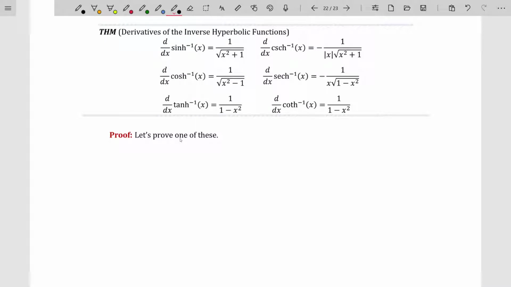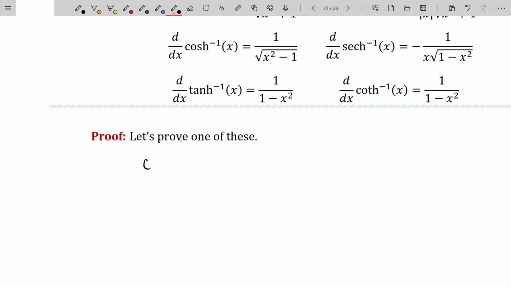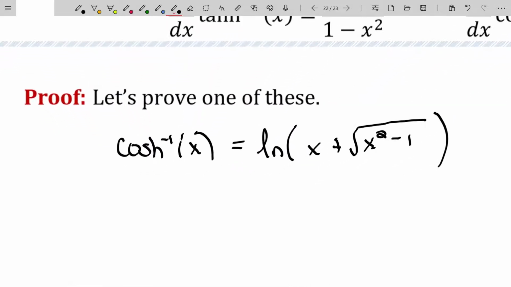Now we're just going to pick one of these to prove, and I'm just going to prove the cosh inverse. They all rely upon the formulas for the inverse hyperbolic function. So just as a reminder, cosh inverse of x is equal to the natural log of x plus the square root of x squared minus 1. Now, you could go ahead and do this the way you would prove an inverse trigonometric function, except that you would have problems finding what quadrants, quote unquote, the inverse returns into. So I think it's much easier to go about the proof this way.